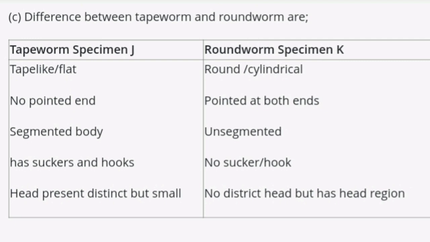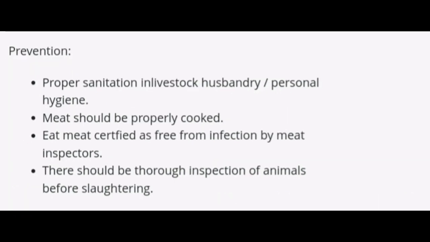So if you know that, how then do you prevent such from happening? There must be proper sanitation in livestock husbandry, as personal hygiene should be in place, and meat should be properly cooked before eating. Please eat meat certified as free from infection by meat inspectors, and also there should be thorough inspection of animals before slaughtering.